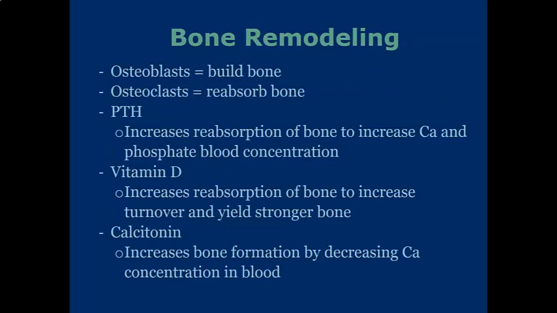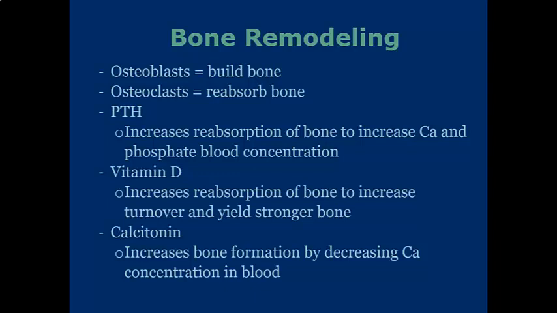When it comes to remodeling bones, there are osteoblasts which build bones and osteoclasts which reabsorb bones. The general way I like to remember this is osteoblasts build. PTH, vitamin D, and calcitonin are all involved in the regulation of this bone remodeling process. PTH, or parathyroid hormone, increases the reabsorption of bone to increase calcium and phosphate blood concentrations. This will obviously cause the bone to be reabsorbed.